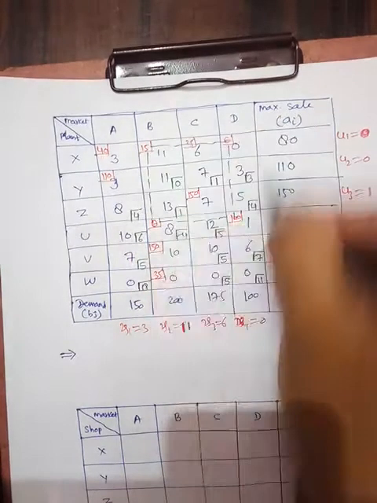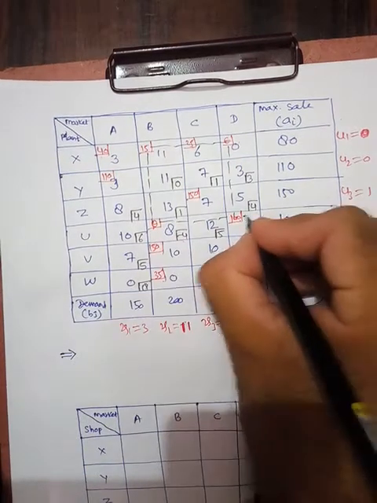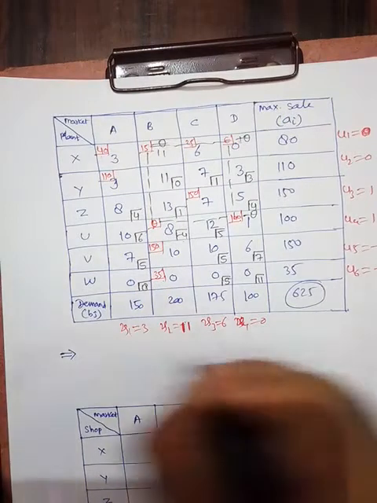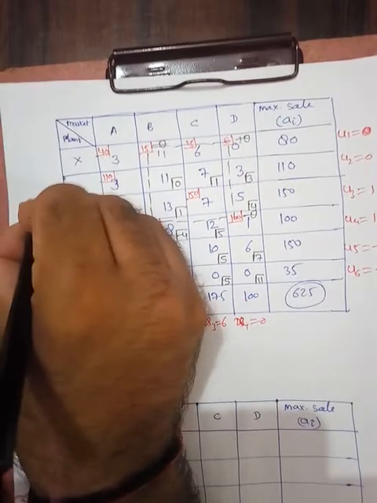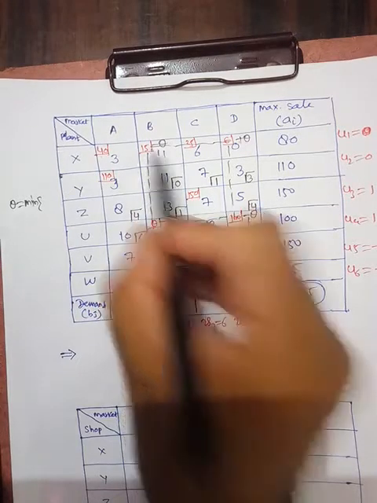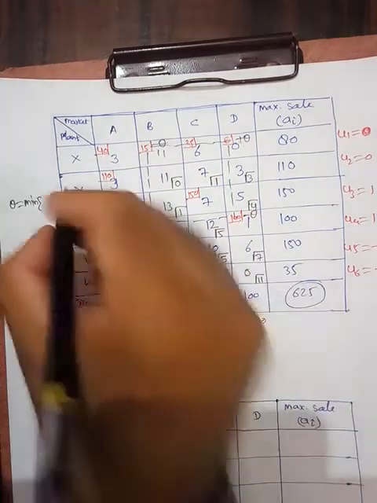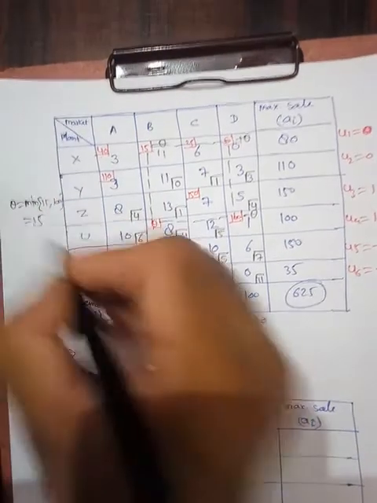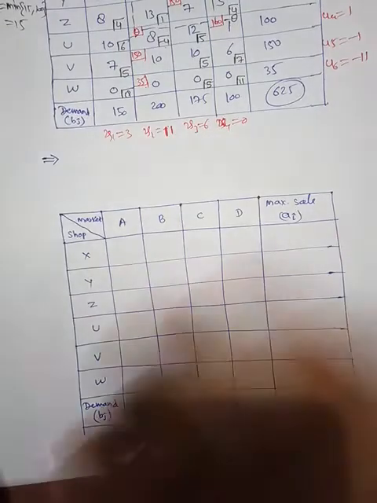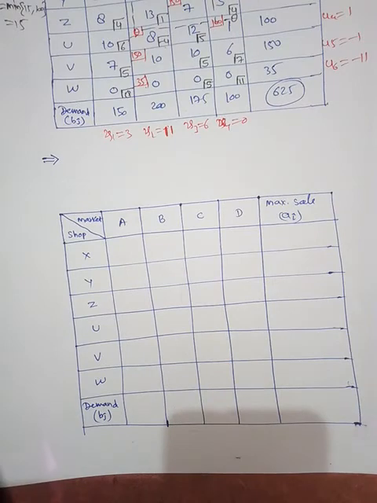So now you can see that the loop is formed. So here theta is added, so subtract theta amount, plus theta, minus theta. So here the theta is minimum of, here is subtracted theta, here is subtracted 15 and 100. So 15 and 100. So 15 is the minimum one. So now again revise this table. So the table is this.